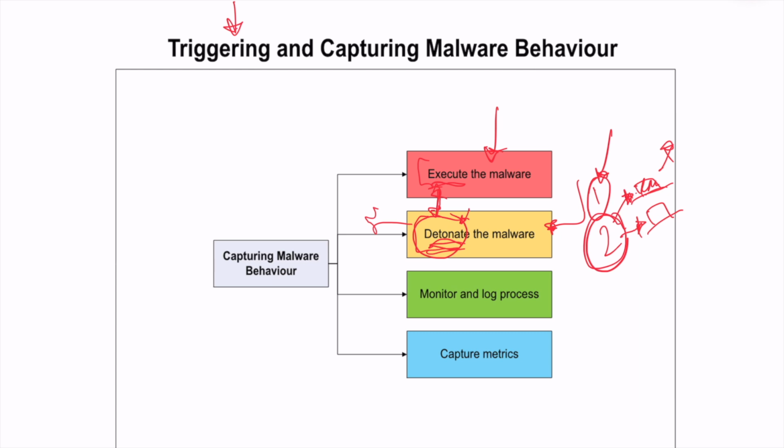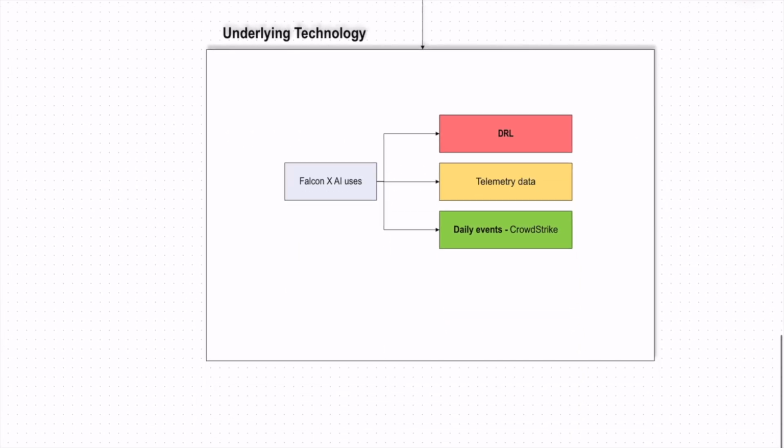But moving on, once you have done those steps, the third one would be to monitor and log the process creation, including DLL injections and system level changes. And then you need to capture metrics such as CPU, memory usage, and execution patterns. Now, the underlying technology here, hold on, I have a joint diagram next to it.